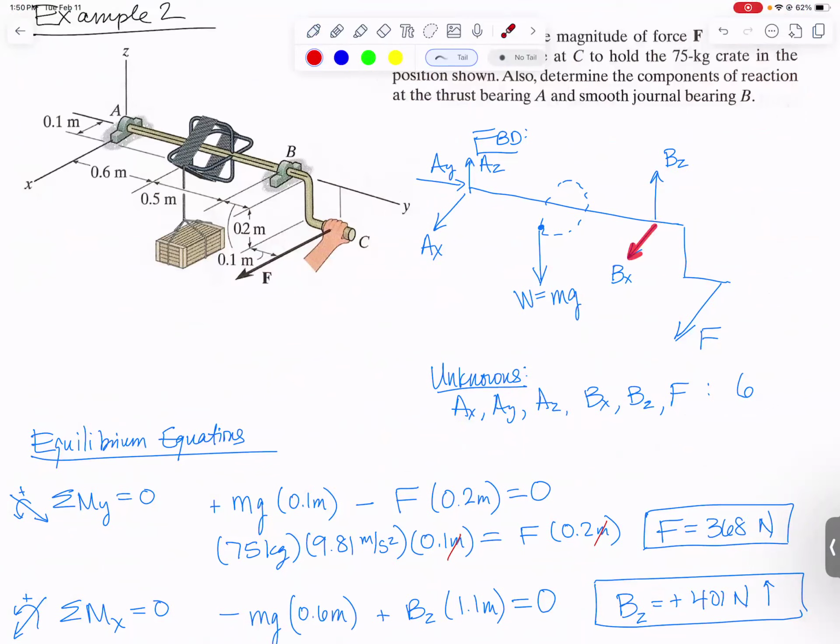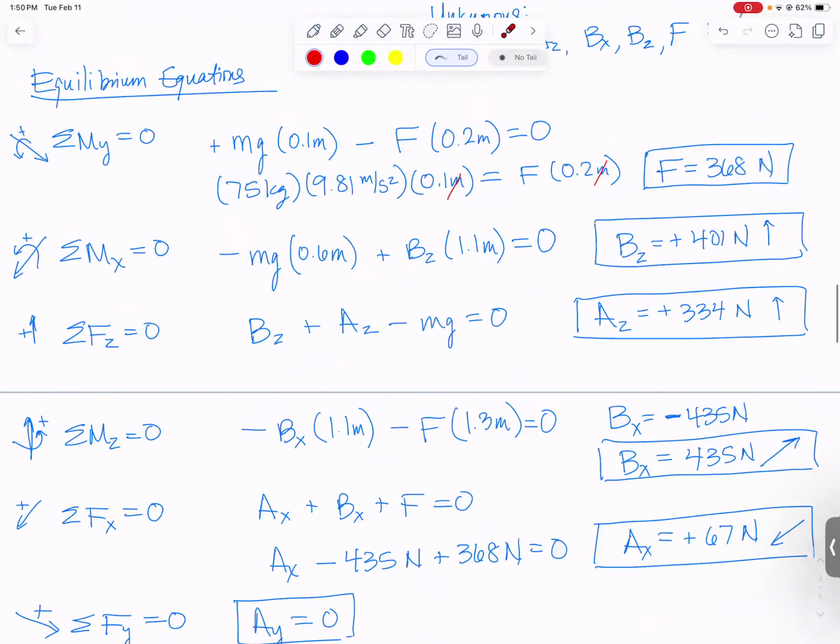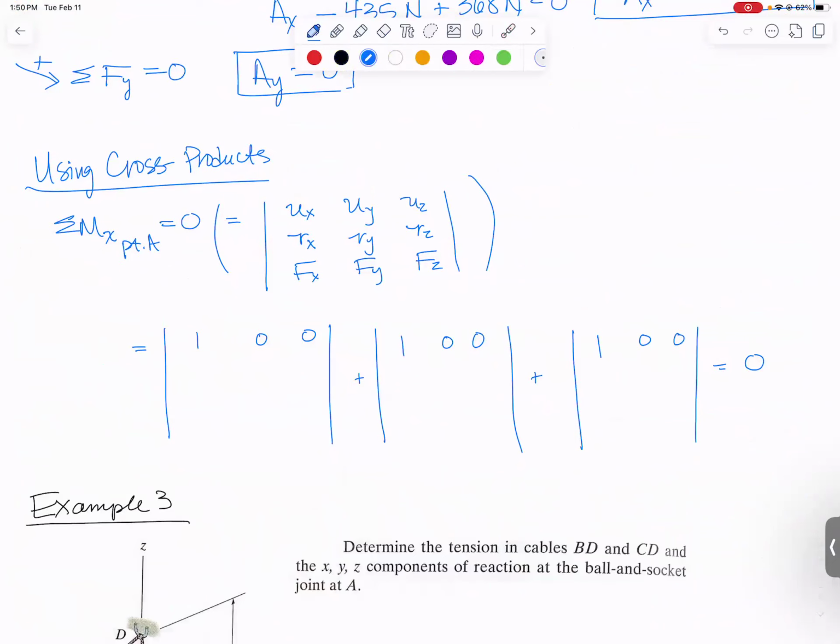So at B, we've got an x component and a z component, and then we need a position vector that takes us from A to B. To do that, we start at A and go exactly in the y direction, 1.1 meters. So this first cross product term would have 0, 1.1 meters, 0. There's the position vector that takes you from A to B. And now we need the force at B, which will have an x component, no y component because it's a journal bearing, and then a z component. Then you can take that cross product to see what comes out of it.